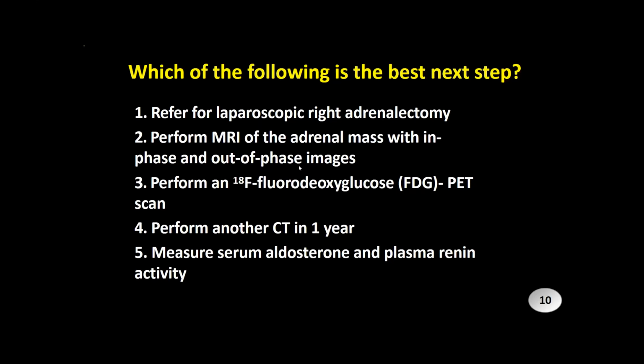Number 2, should we do an MRI with additional imaging to reassess? Should we do an FDG PET scan? Should he have a repeat CAT scan in a year, or should we measure serum aldosterone and plasma renin activity? Great, so I'll get people to put a few answers in there. Anybody want to have a go at that?